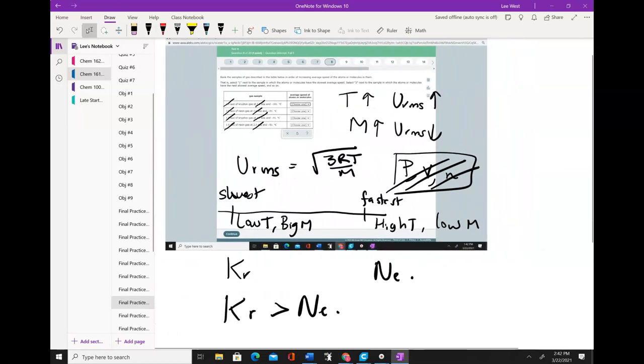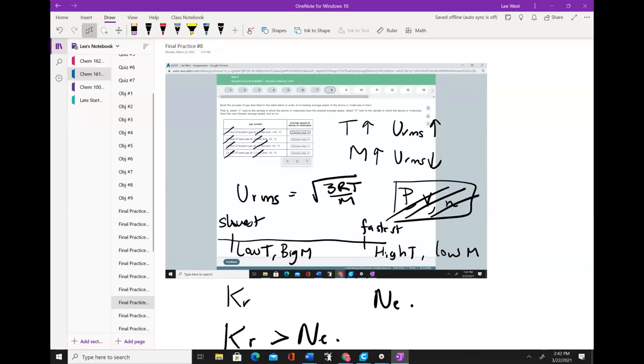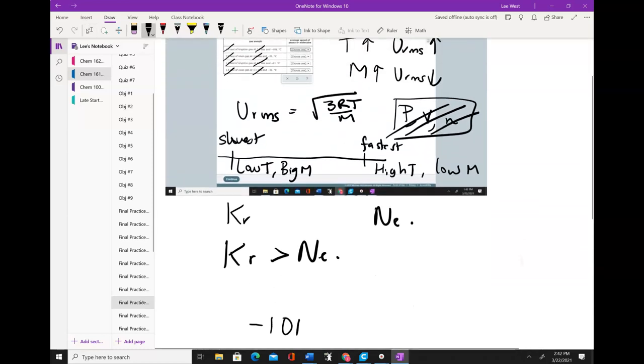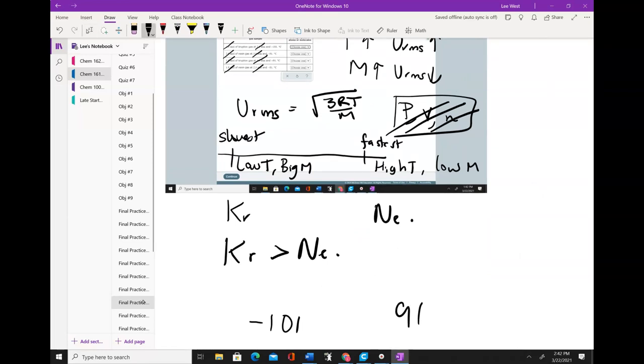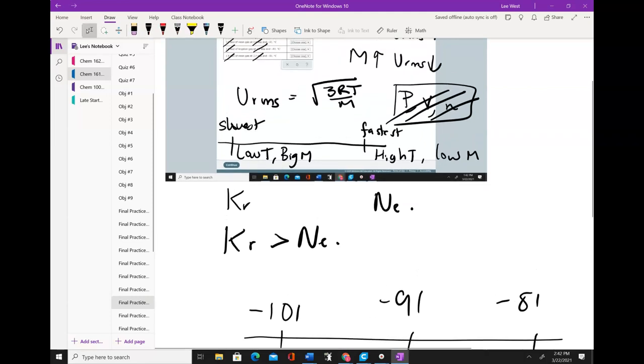Okay, so krypton is bigger. So our big mass and things are going to be krypton. Now, what's our lowest temperature there? We've got 3 temperatures. We've got minus 101, minus 91, and minus 81. So that's it. There are 3 temperatures, right?